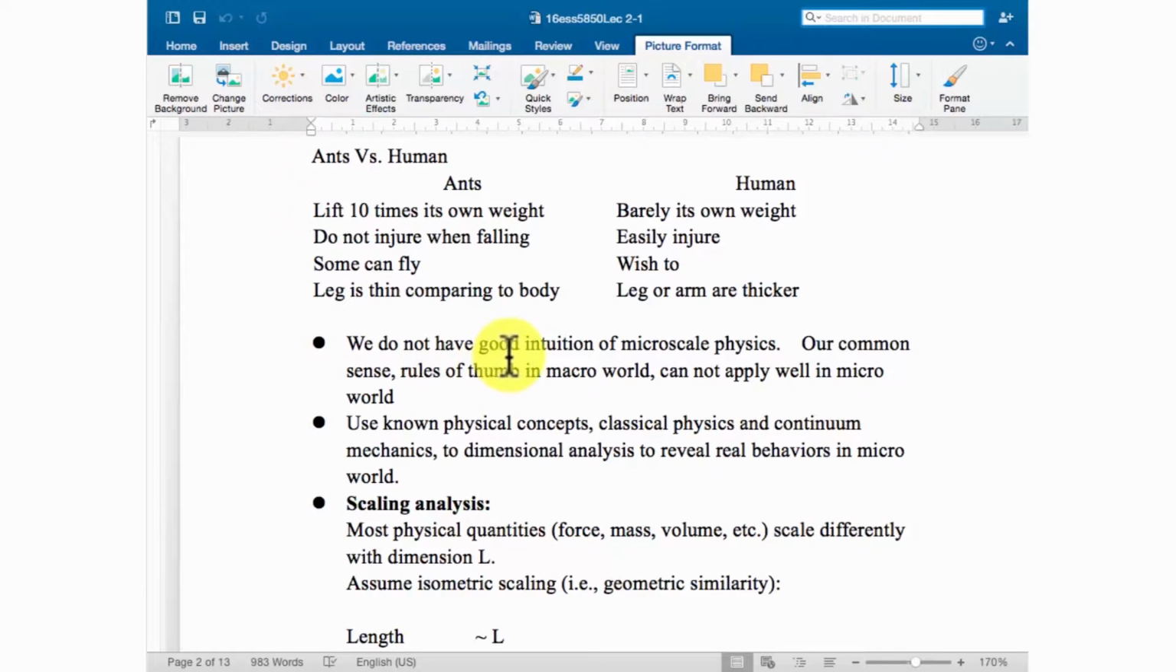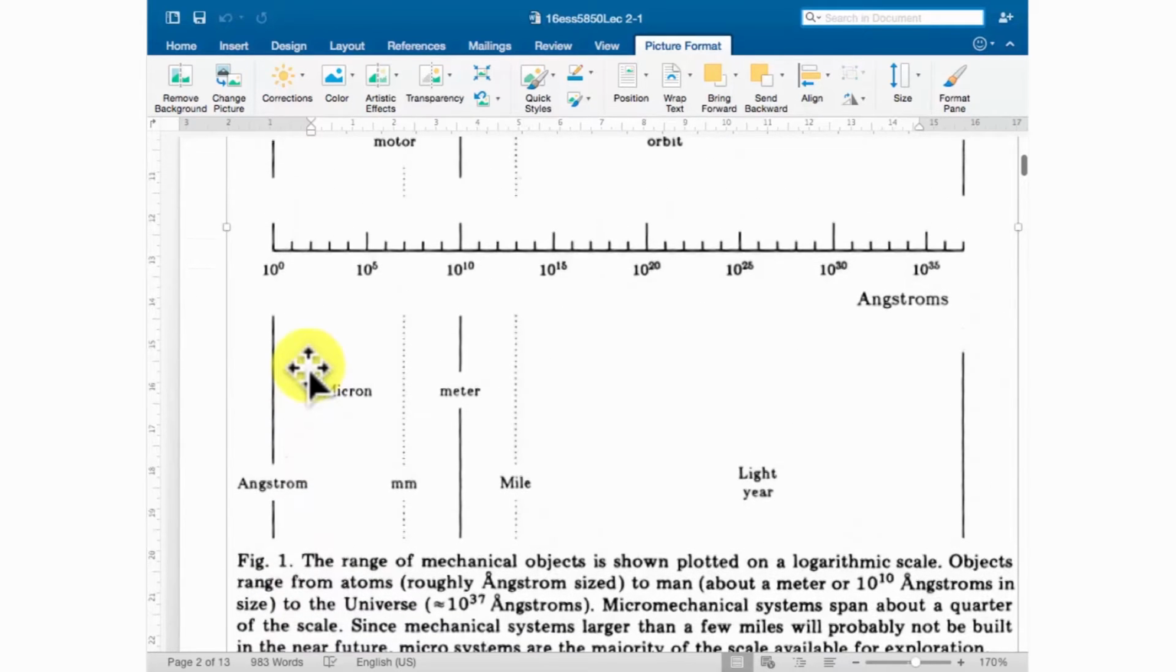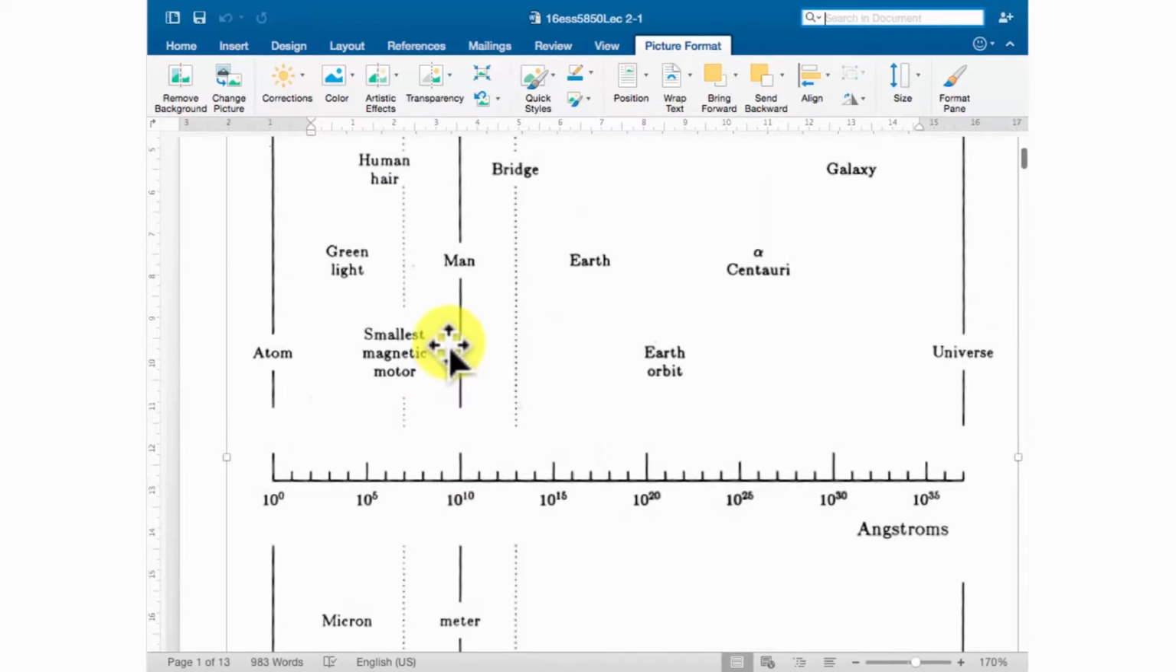Intuition, 直觉, of micro scale physics. Our intuition is based on our own scale. So remember from the table, our scale is the meter size. Our everyday life gives us examples and experience in this 6 orders of magnitude scales, as large as a kilometer and as small as a millimeter. Between millimeter and kilometer, this is our comfortable zone, and this is the region where we build up our own intuition.